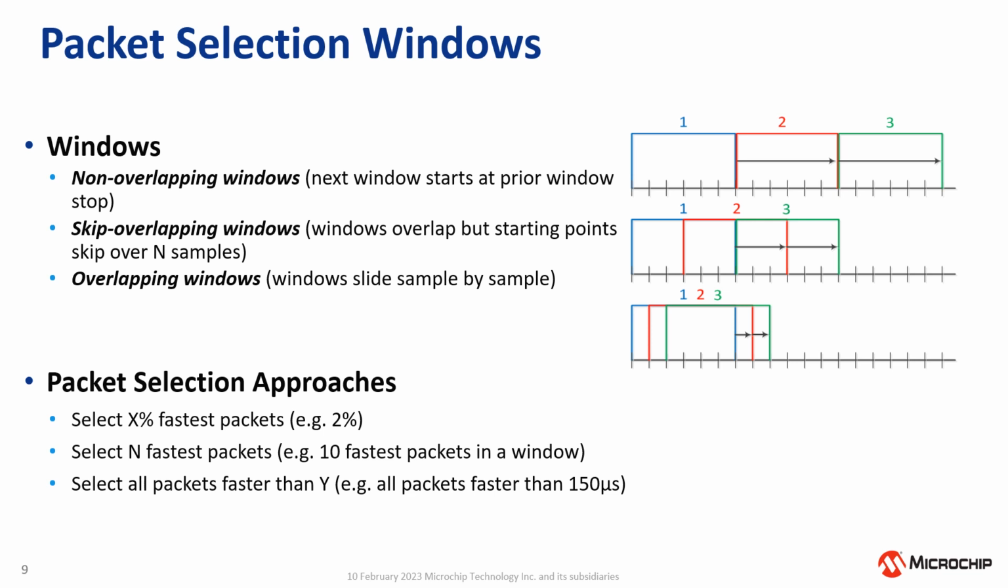The window is an important aspect of packet selection. We can use non-overlapping windows as illustrated in the top plot. We could use what is referred to as skip overlapping windows, where the windows are sliding a few samples, or we can slide the windows sample by sample. This would produce the most number of points, overlapping windows. The packet selection itself typically is involving selecting the fastest packets and averaging them together, for example, or picking a threshold and looking for all packets faster than that.